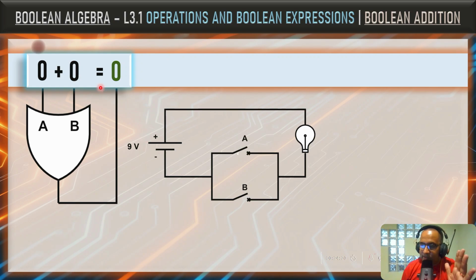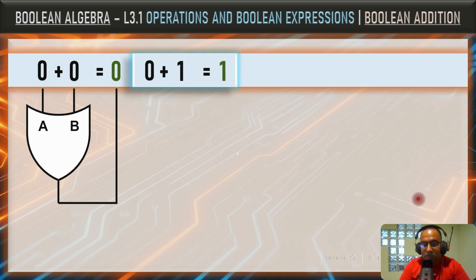Now let's analyze the case 0 plus 0, that is, switch A off and switch B also off. If current comes from the voltage source, it has two possible paths. But since both switches are off, the current cannot flow. Result, light bulb off, that is, logic 0. And that's exactly why in Boolean operation, 0 plus 0 equals 0. This analogy helps you visualize how the OR gate behaves and understand that what is operated are logic states and not numeric values. Now that you understand how the OR gate behaves in the case 0 plus 0, the remaining patterns become much easier to interpret.